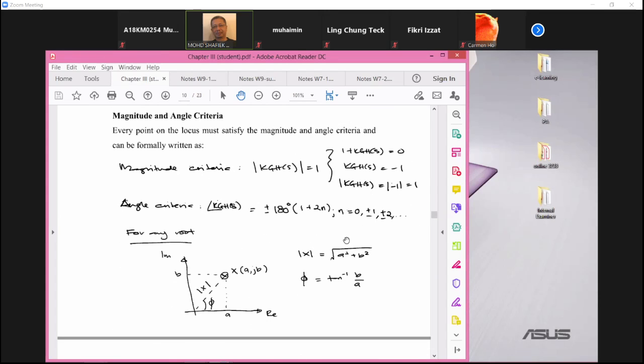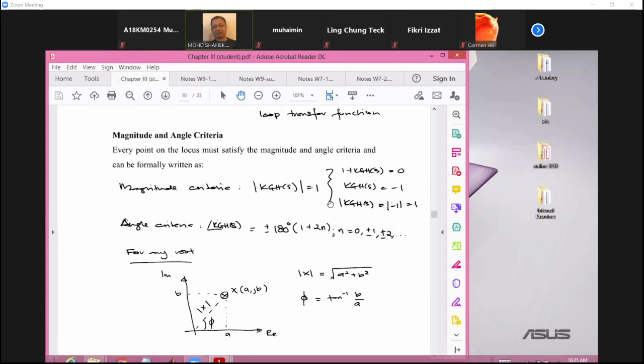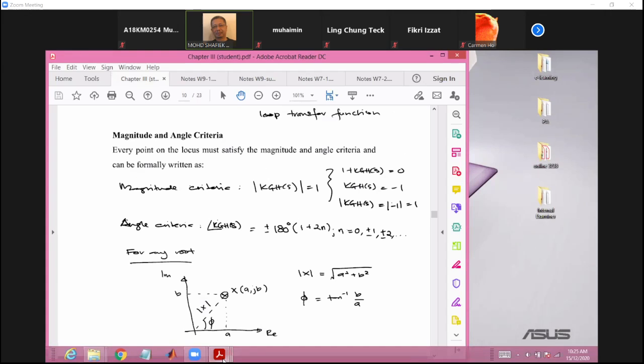There, here is the magnitude criterion. The magnitude of the open loop transfer function must always equal 1. So the magnitude of KG(s) for any point s must always equal 1. So we're going to use this criterion to compute the value of K. Okay, so let's go back to our diagram.